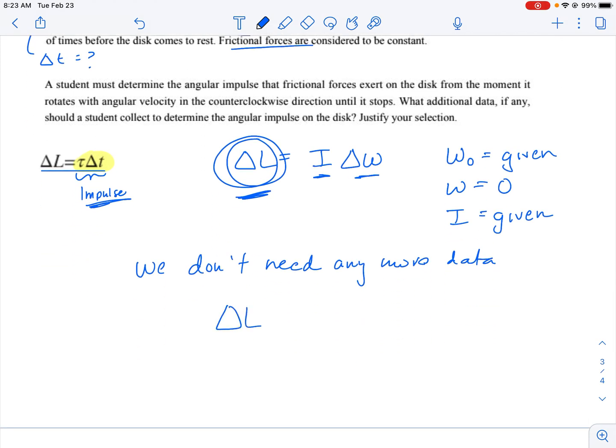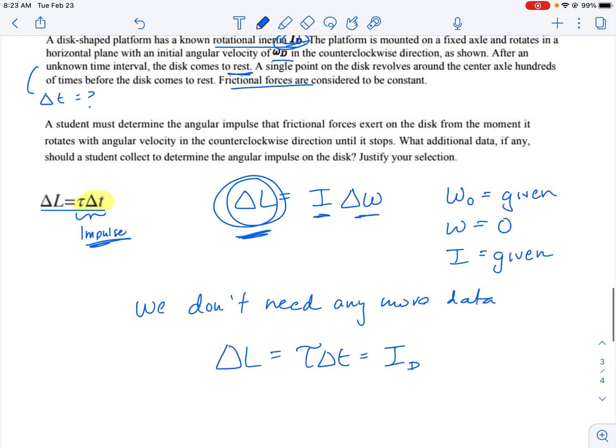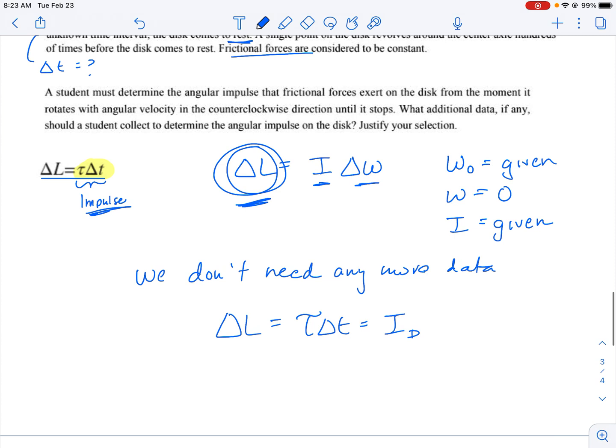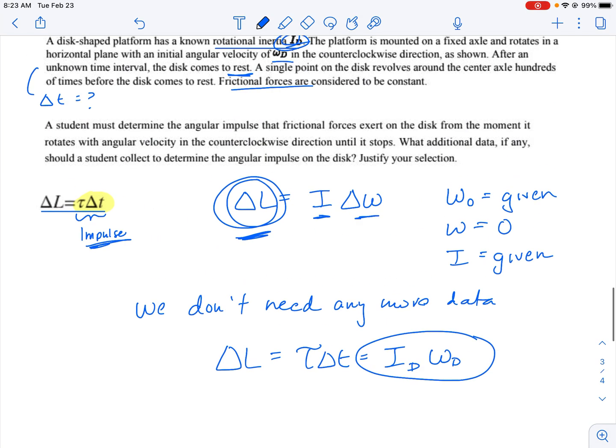In fact, the change in momentum, which again is equal to the impulse, is going to be equal to the moment of inertia times the change in speed of the disk, which is basically going to be omega_D. So that's it. All right, thanks.